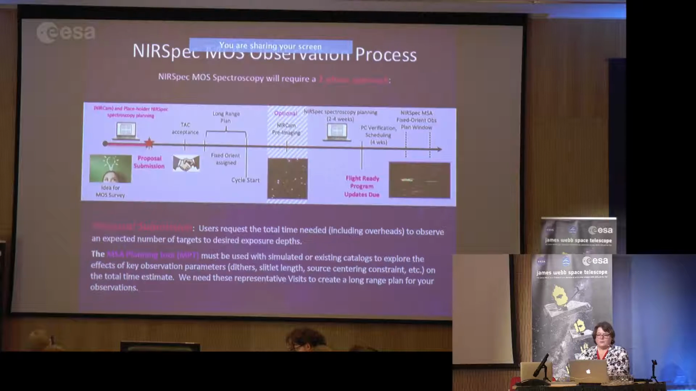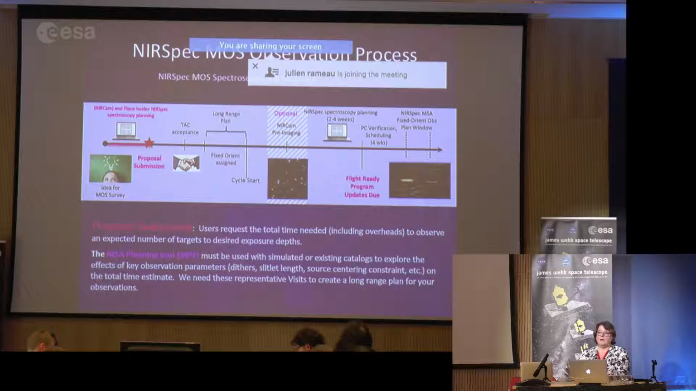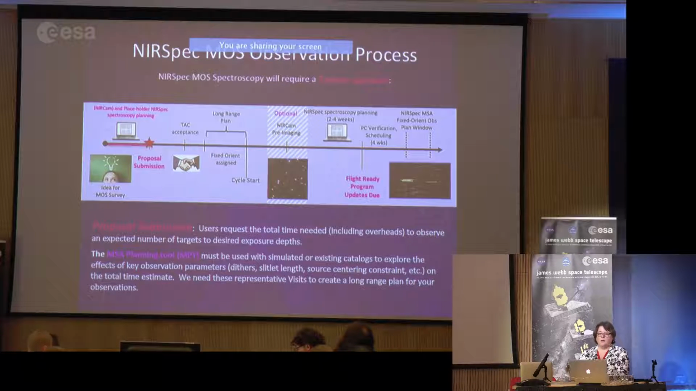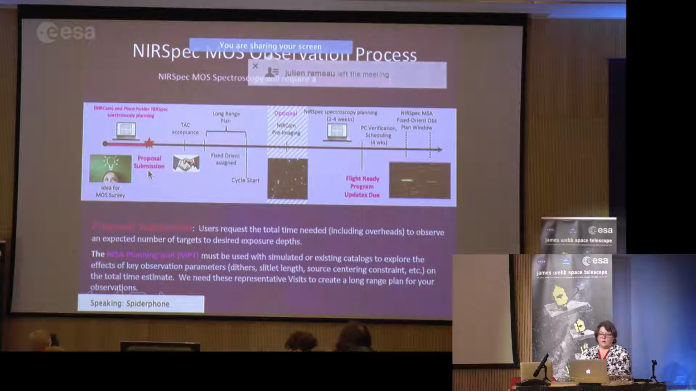Okay, MOS process overview. The main point of this slide is that unlike most JWST instrument processes, we have to adopt a two-phase approach for MOS observations. The reason is that we need the flexibility to assign an orientation to your MOS programs, in order to get them spread out on the long-range plan. So there are two times during which you'll be using the MSA planning tool to prepare your observations. Once for the submission deadline, the red star here, the proposal submission deadline.